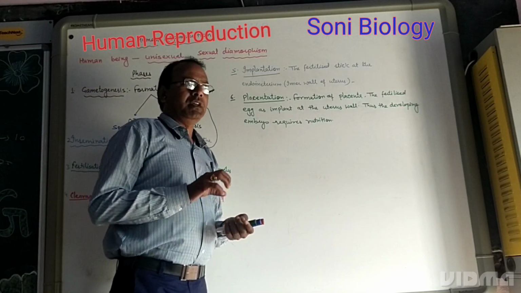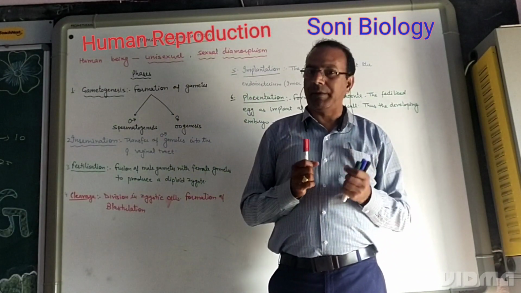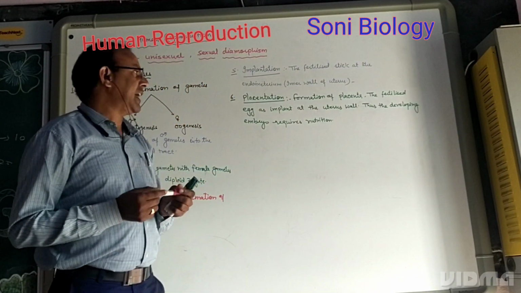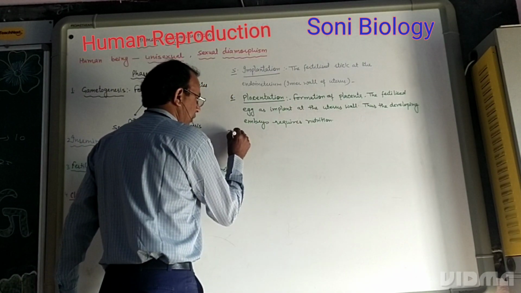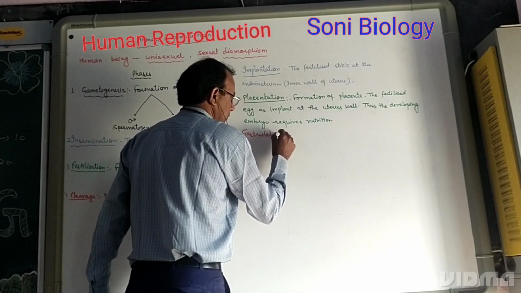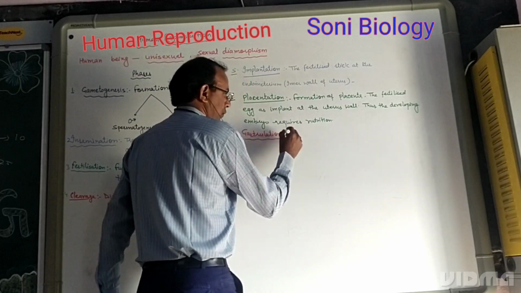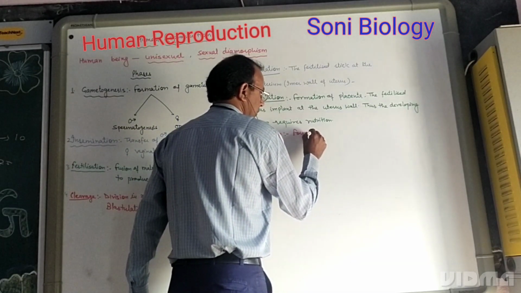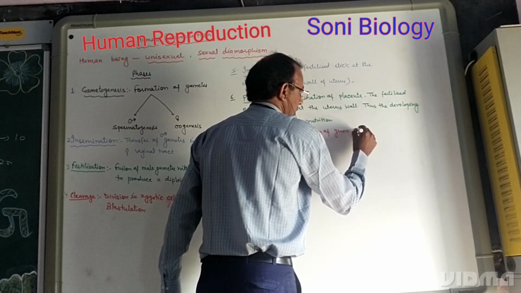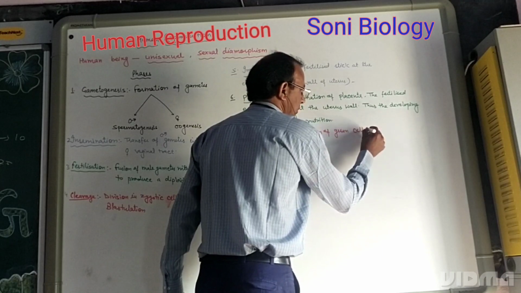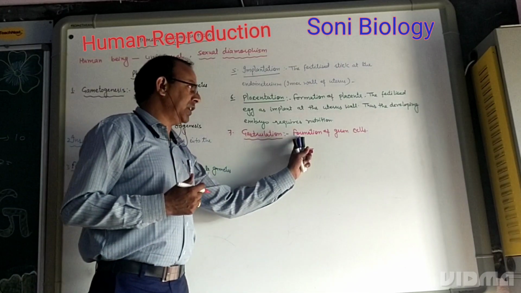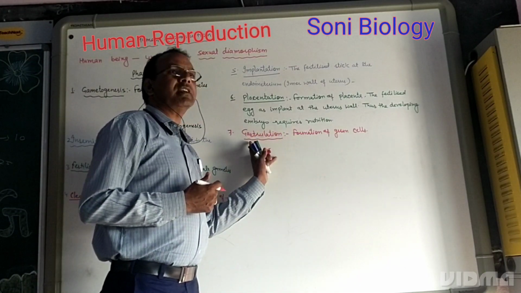After placentation, the germ cells are developed, and formation or development of germ cells is known as gastrulation. The next phase is gastrulation. Formation of germ cells, because these germ cells are responsible for organogenesis, organ development. So formation of germ cells is known as gastrulation.